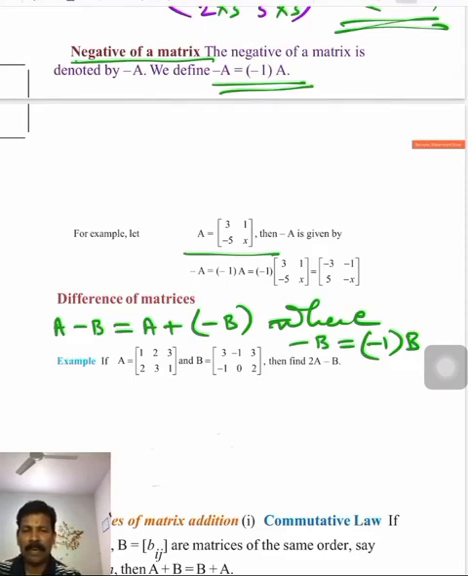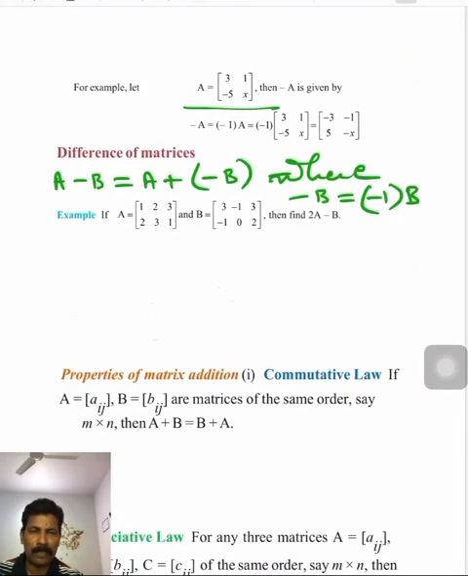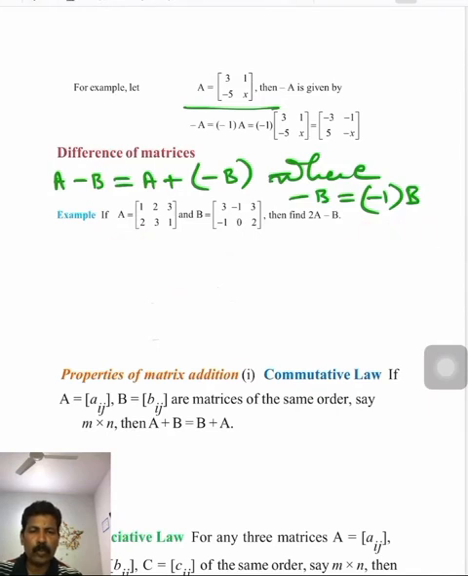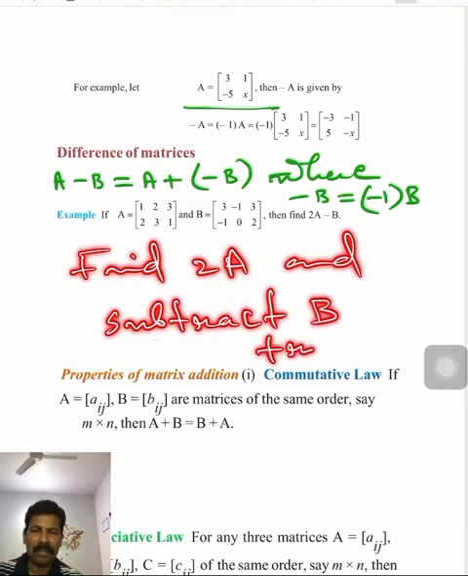Now another example we are giving. Capital A is equal to so and so, B is given, then find 2A minus B. How to find 2A minus B? First of all, we have to find 2A. Multiply every element of capital A by 2. Then subtract B from that. It should be homework for you. Find 2A first of all, that is multiply A by the scalar 2, and subtract B from it.